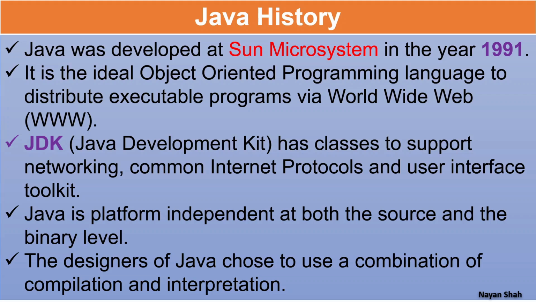The designers of Java chose to use a combination of compilation and interpretation. There is a basic difference between compilation and interpretation. Let me quickly explain. Compilation is a process where the entire program is read by the compiler and it gives you a list of errors. Once it is successfully compiled, it creates a binary code. Whereas an interpreter interprets each line of the program one by one, and as and when there is an error, it will stop.